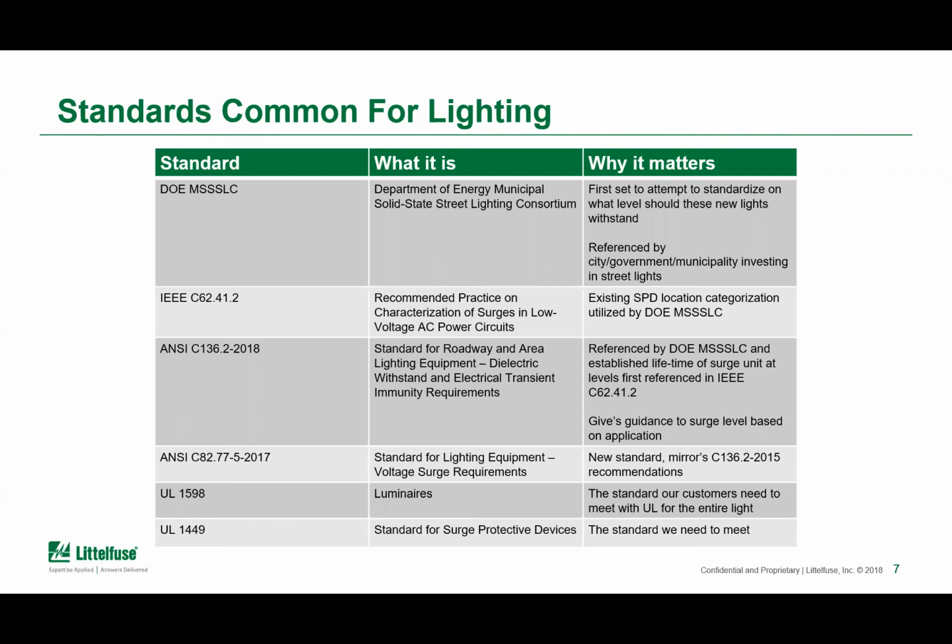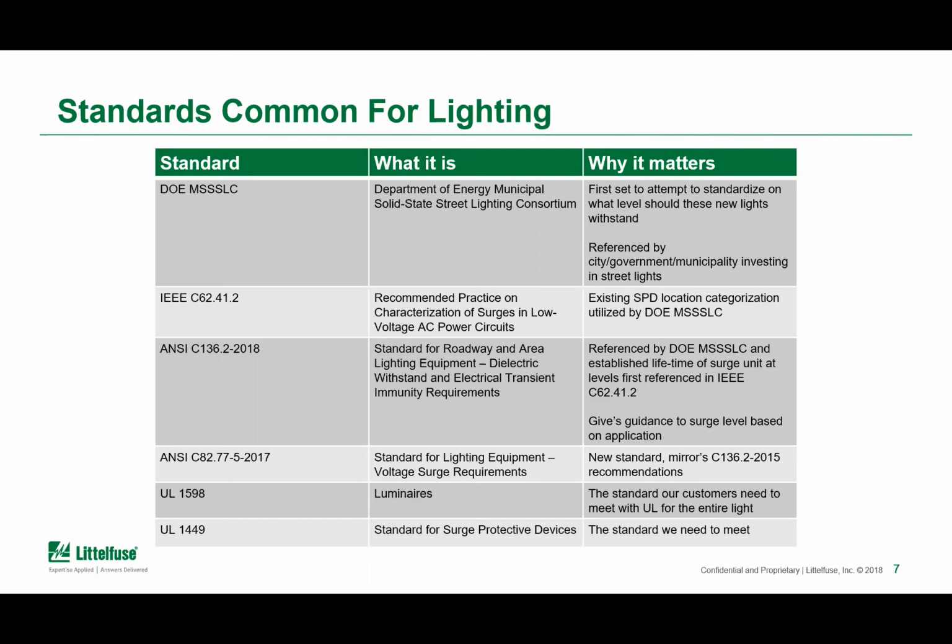The next one is ANSI C82. What C82 did was basically try to encompass all types of lighting fixtures, where C136 is geared more towards outdoor lighting. C82 is geared towards any lighting, whether it's indoor, outdoor, or what have you. And for the outdoor portion of the standard, it really pulled directly from C136 as far as its recommendations are concerned.